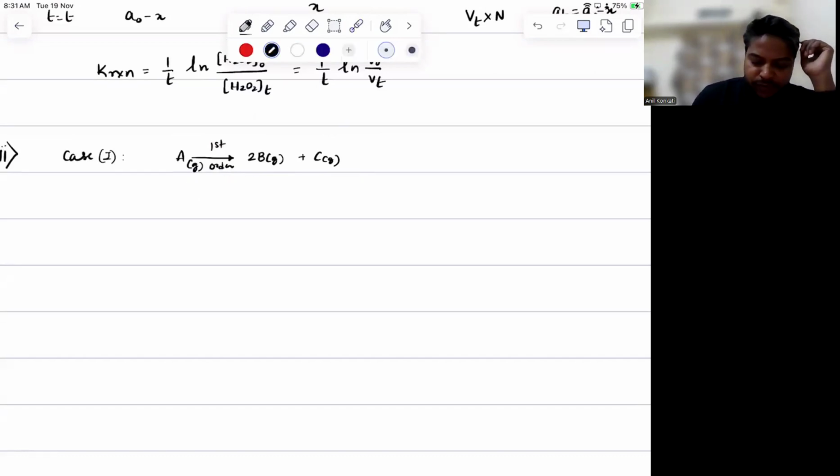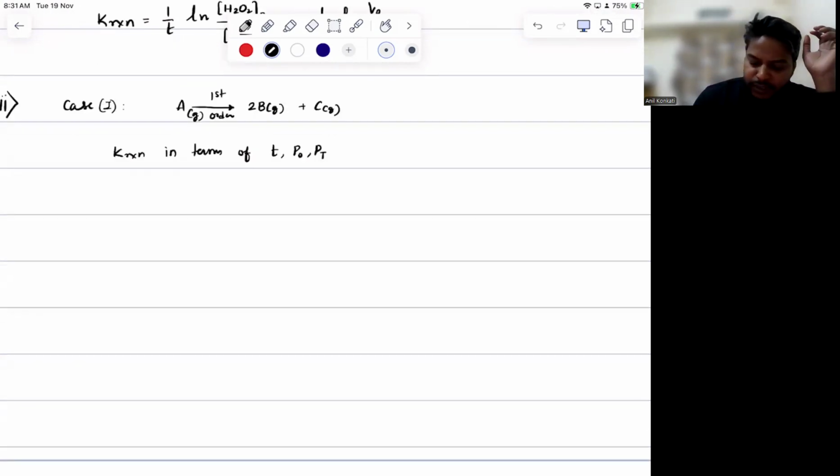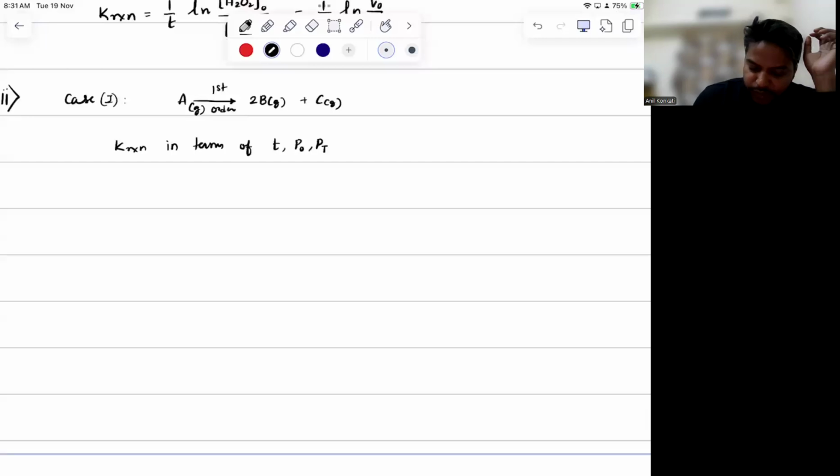And now suppose I have to derive K of the reaction in terms of T, P naught and Pt, where Pt is the total pressure after time T. Correct. So if we have to write it this way, A giving 2B plus C, at T equal to 0, this is P naught initially. At time T equal to T, this will be P naught minus X, 2X and X, which makes the total pressure P naught plus 2X. Correct.